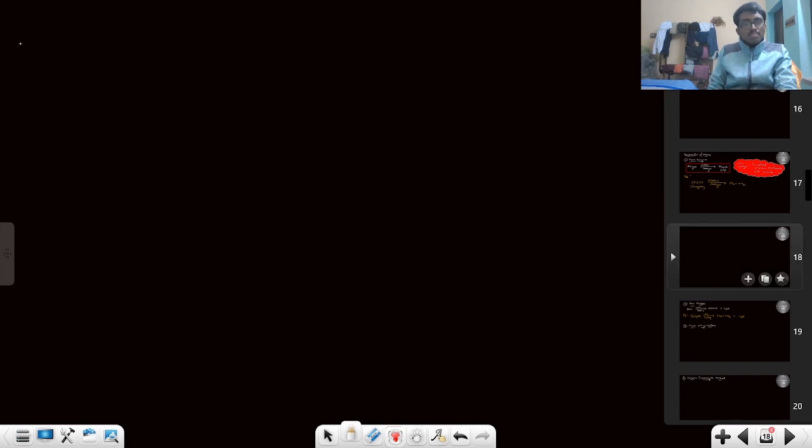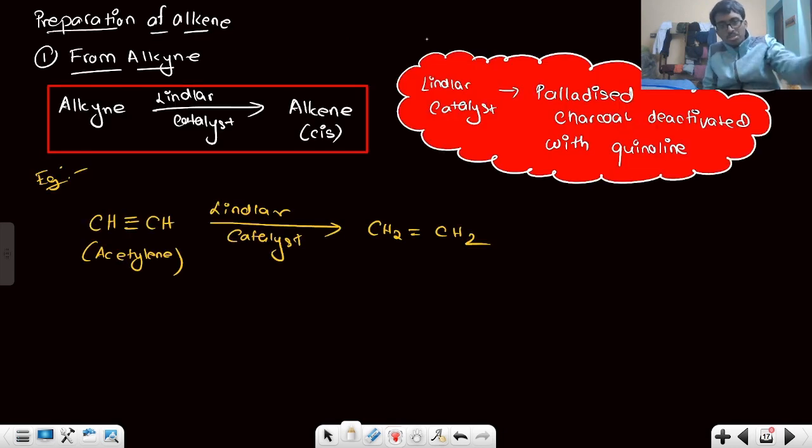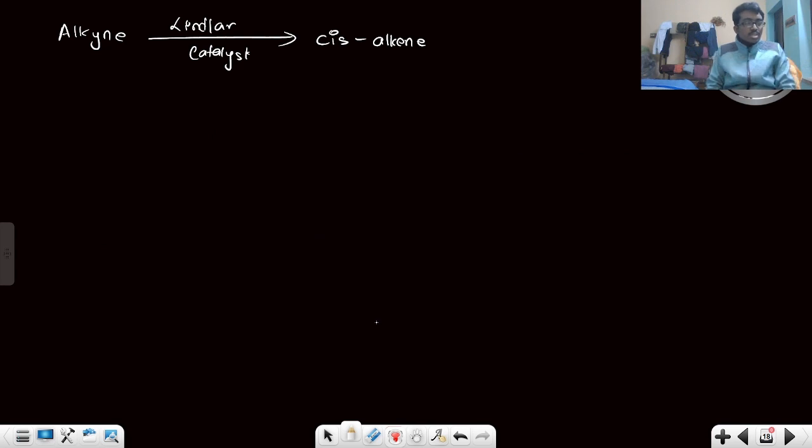When I am using alkyne and I am using Lindlar catalyst, then I am going to get cis alkene. Now you know cis trans, GOC lecture, please go and watch. There I have told you about cis alkene. So how will cis alkene look like? C double bonded with C, H, like this. It will be cis alkene.